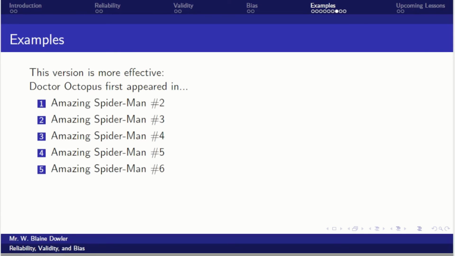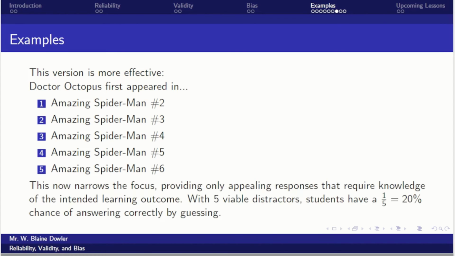So this version is more effective. Dr. Octopus first appeared in, and now we have 5 different issues of Amazing Spider-Man to pick from. So the part that would have been obvious last time is that it was an issue of Amazing Spider-Man. Now that we have 5 to pick from, we have only a 20% chance of answering correctly, and we are specifically referring to historical events within that fictional universe. So again, we're on the right track.